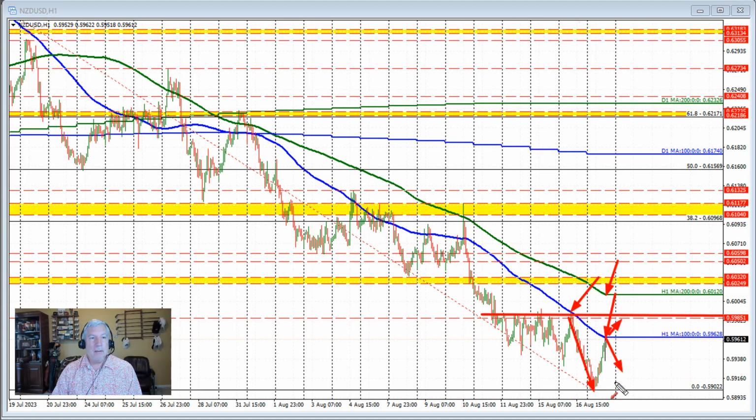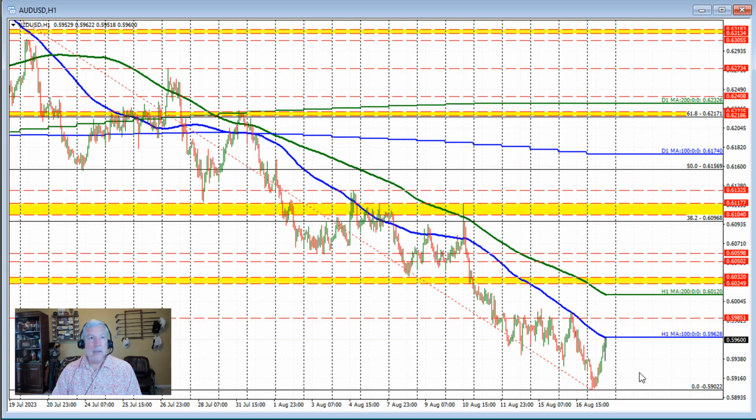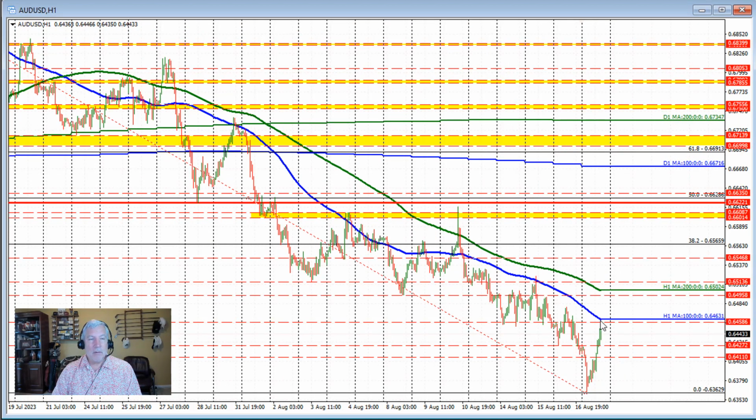So the technical levers are in place, starting with the 100-hour moving average in the New Zealand versus US dollar. That's the same moving average that's in play on the Aussie versus US dollar as well, but further work to do in that currency pair. So there you have it, a look at the Aussie versus US dollar and New Zealand versus US dollar.